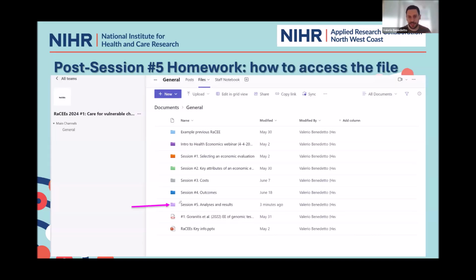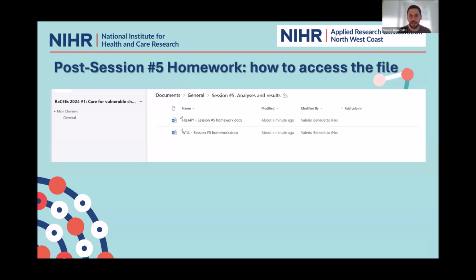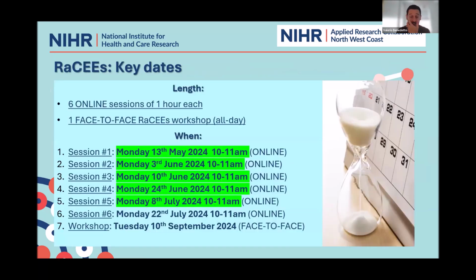As always, you can access the homework by going into the relevant folder on your team space, session 5, and then you will see a document with your name. In each document, you will see a table from the results, or a table and a figure, and there will be 3 questions related to those particular tables and figures, just to help you interpret the results a bit better. If you have any problems, as always, let us know. We are here to help you.